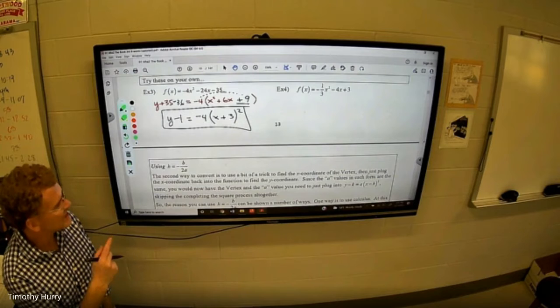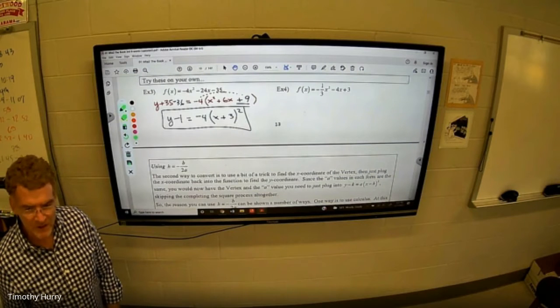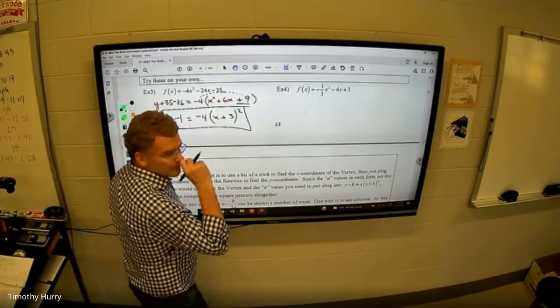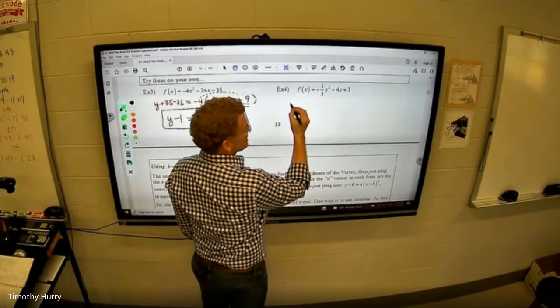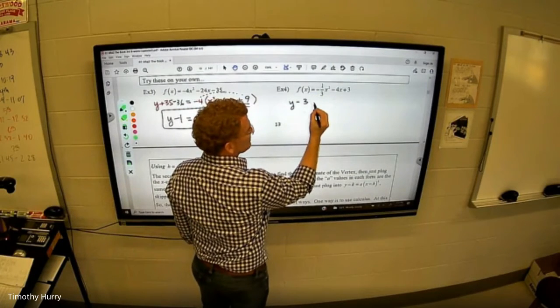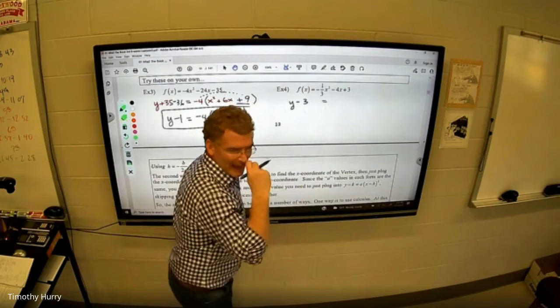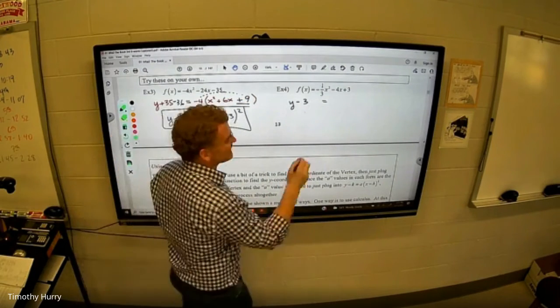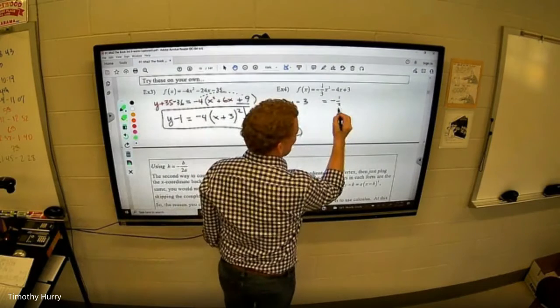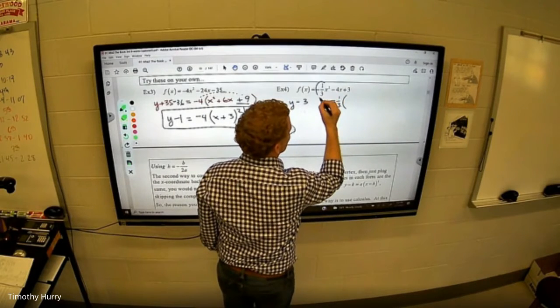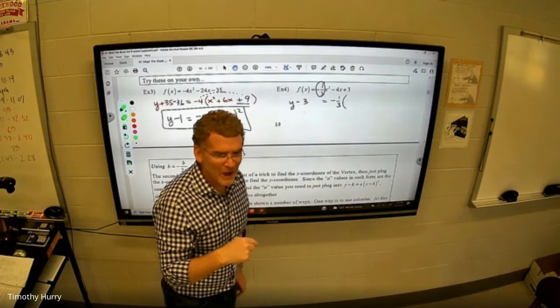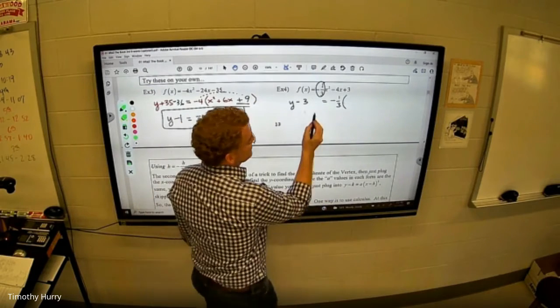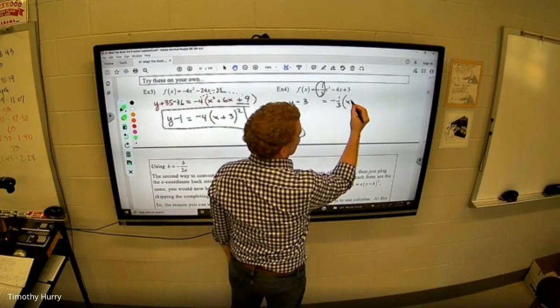This next one's a little bit trickier. So let's see if we can handle it. First couple steps. Change it to a y, subtract the 3, leave a little space. How do I factor out a negative 1/3? Now think about it. I know I'm going to have a negative 1/3 there because I got to pull that out. But how do I factor that? It's easy to factor it out of the first term. I just have x squared.